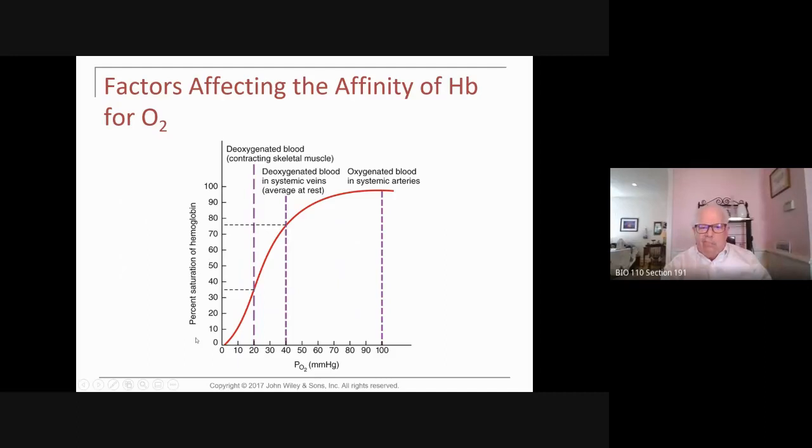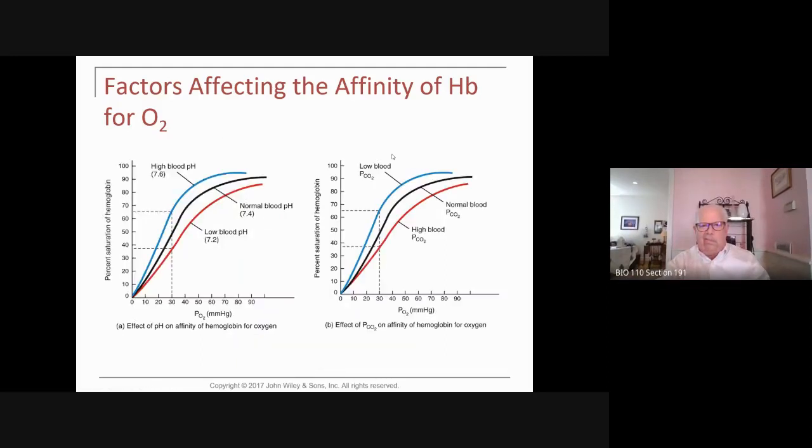All right? Here is the partial pressure of oxygen. When it is high, the saturation of hemoglobin is high. Here it is high. So if I give everybody 100% oxygen, the saturation of their hemoglobin will be high. That's how it affects the affinity for oxygen.